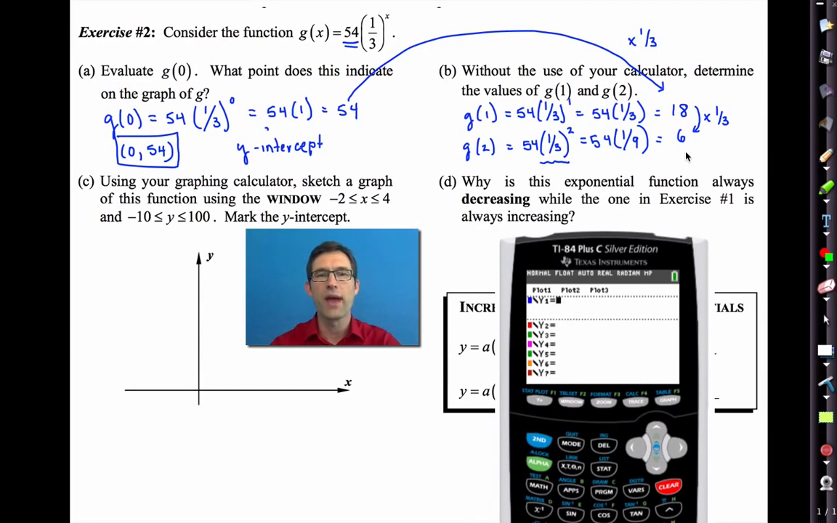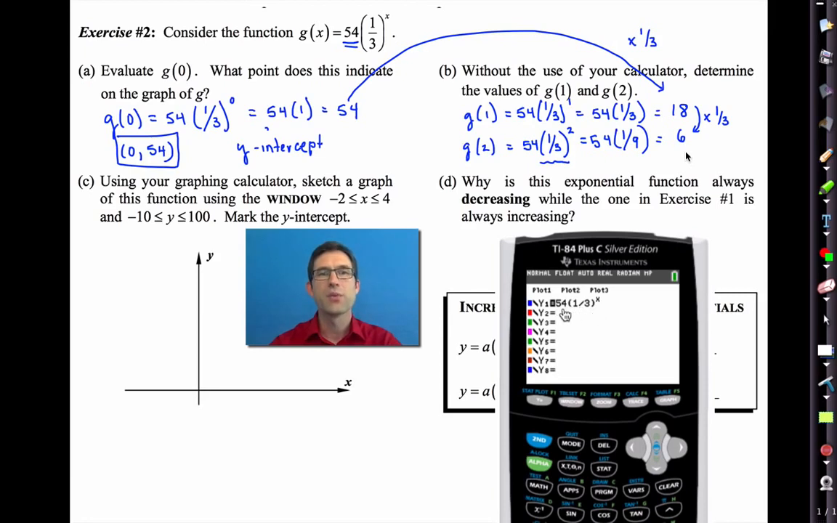Very, very important that we enter it in correctly. So let's do it. We put in 54, parentheses, 1 divided by 3, parentheses. Then we use that caret button again to raise that 1/3 to the x. All right. Step back, make sure you look at it. It is extremely important that you have those parentheses around the 1/3.